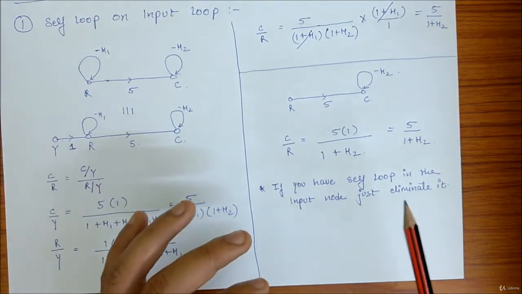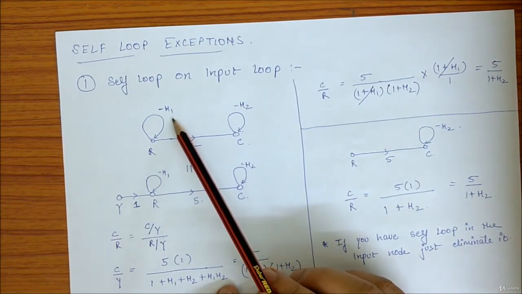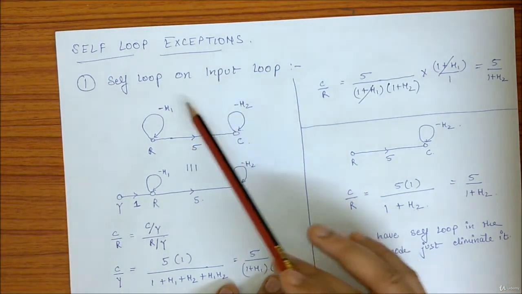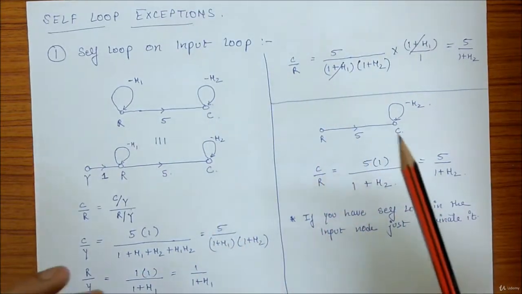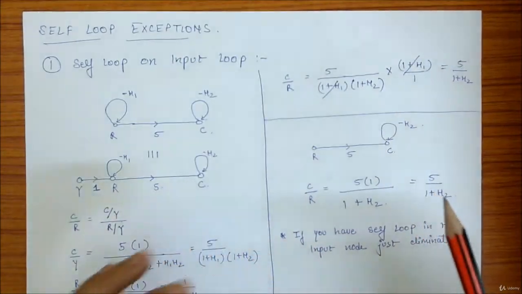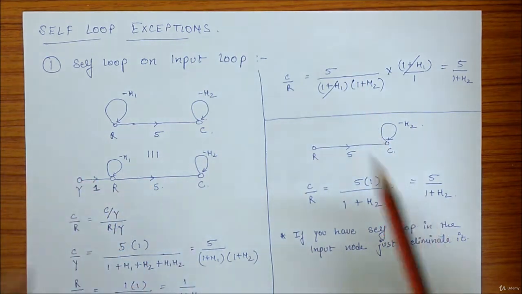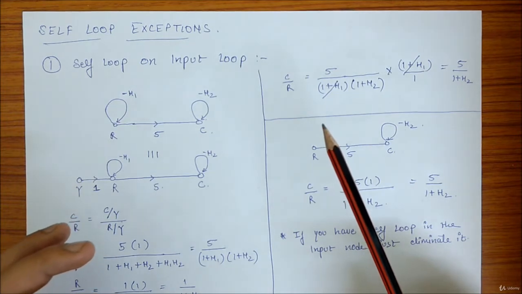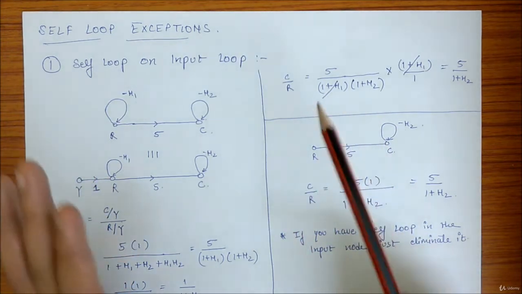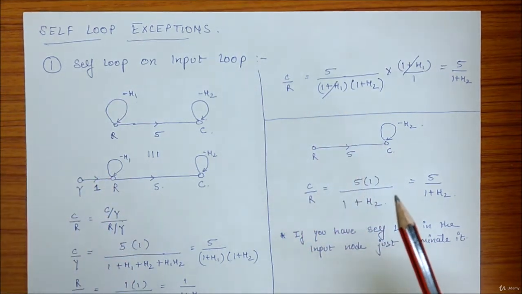It's the best way. This gain can be anything: 1, 2, 3, h1, h2, any gain. With any gain, a self loop in the input node is not allowed. It is an invalid loop. You can't apply Mason's gain formula. If you apply it, you will get a wrong answer. You have to modify it and then apply Mason's gain formula.